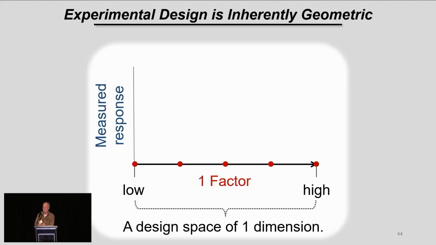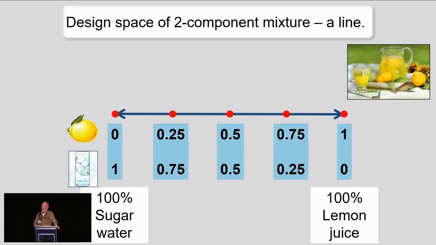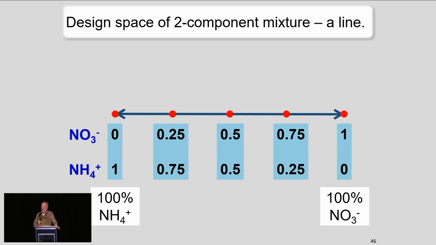Okay. So we're going to go back to the geometry. And here we have, as you remember, a one factor, one dimension. There's our line. Here's our mixture design space. Remember, the mixture geometry is the number of components minus one. So with two components, it's the ratios. And I'm going to switch it to something a little more relevant: the ammonium nitrate ratio in your cultures. This is a big one. So here's what the design space would look like.